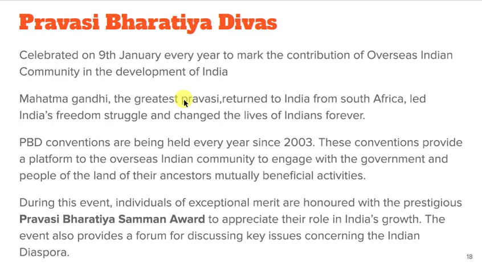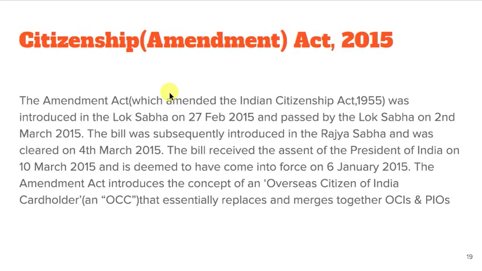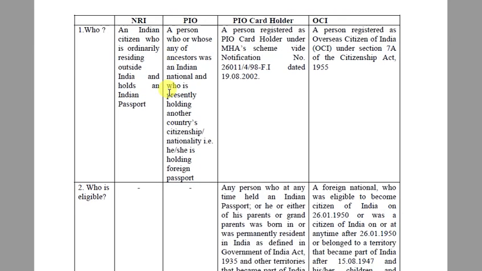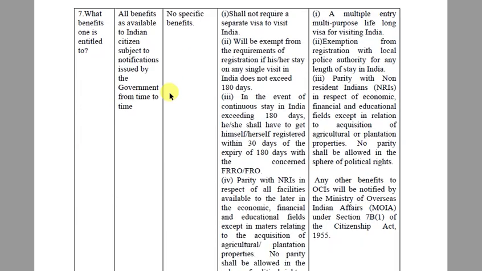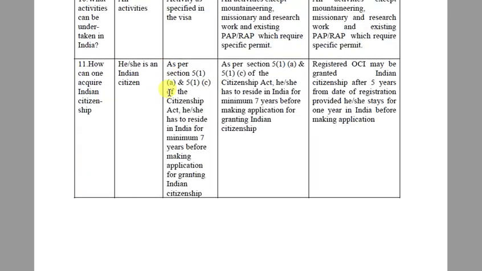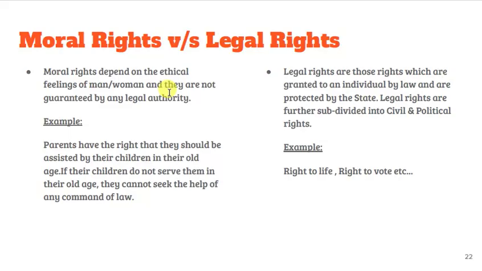We have seen one more thing, which is Pravasi Bharatiya Divas, and the Pravasi Bharatiya Samman Award: who got it for 2019 and on what basis. We also covered the Citizenship Amendment Act 2015, which introduced the OCI card, and the comparative chart between NRI and those categories: who, what, and what privileges you're going to get. So that's how we came to an end for our citizenship.